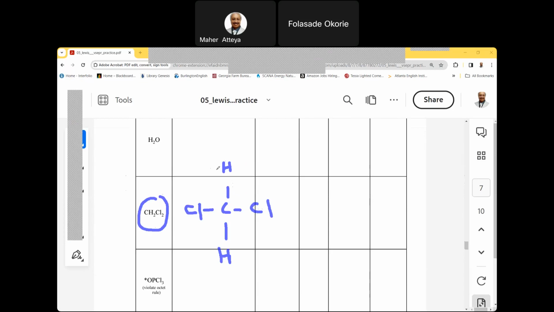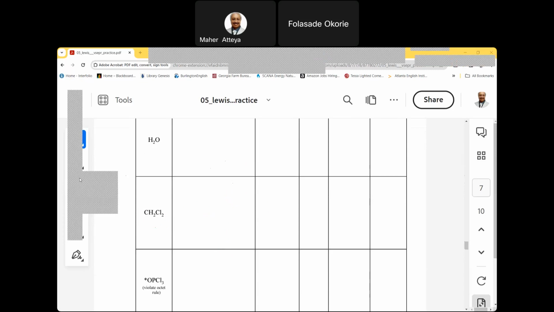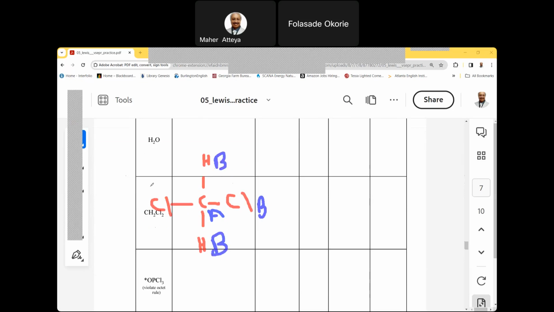Okay. And the question is, what's the shape of this? CH2Cl2. This is the central atom, A. This is B, this is B, this is B. So this is A and four B's. What's AB4 according to the table you have? What's the name of it?